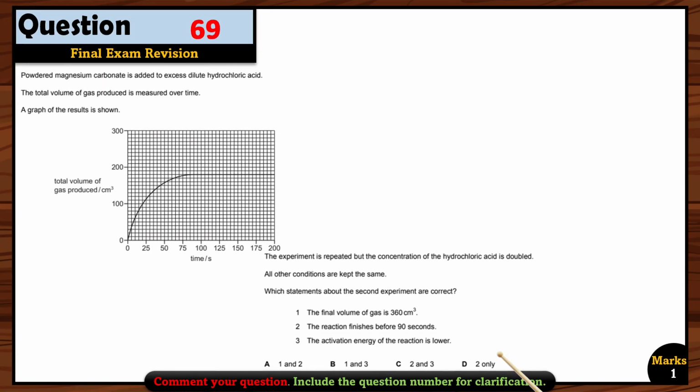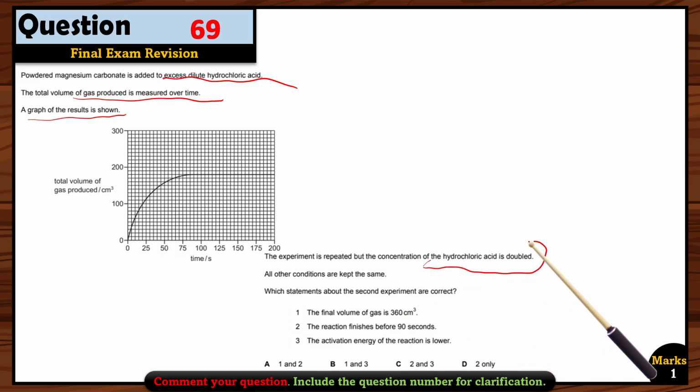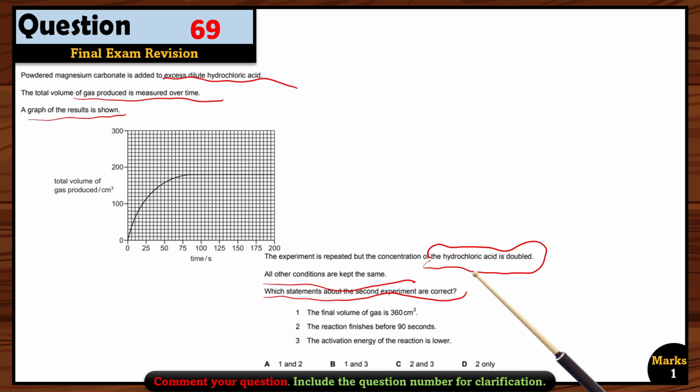Let's see another example. Powdered magnesium carbonate is added to excess dilute HCl. The total volume of the gas produced is measured over time. The graph of the line is shown here, right? The experiment is repeated, but the concentration of the hydrochloric acid is doubled. All other conditions are kept the same. Which statements about the second experiment are correct?